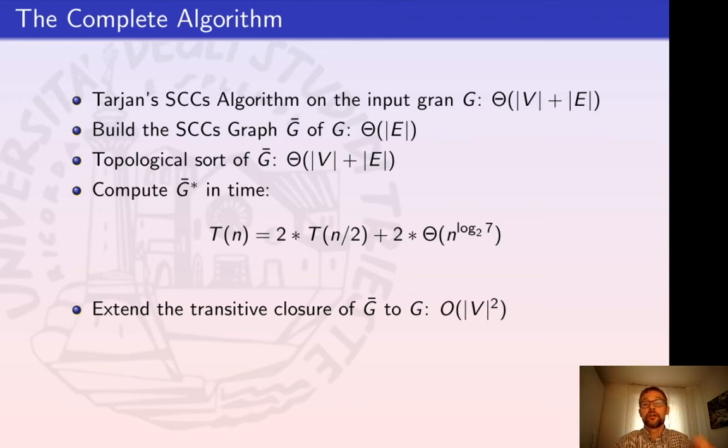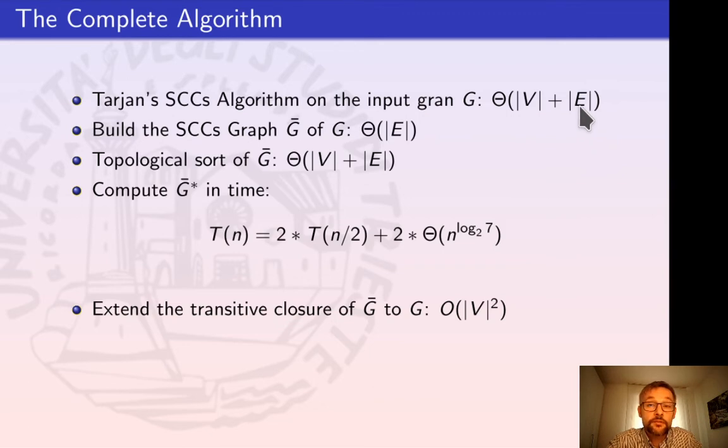So first of all, we want to compute the strongly connected components of the original graph, and this can be done by using the Tarjan algorithm, and for sure this takes time theta of cardinality of V plus cardinality of E. We already know it, we saw it the last time.